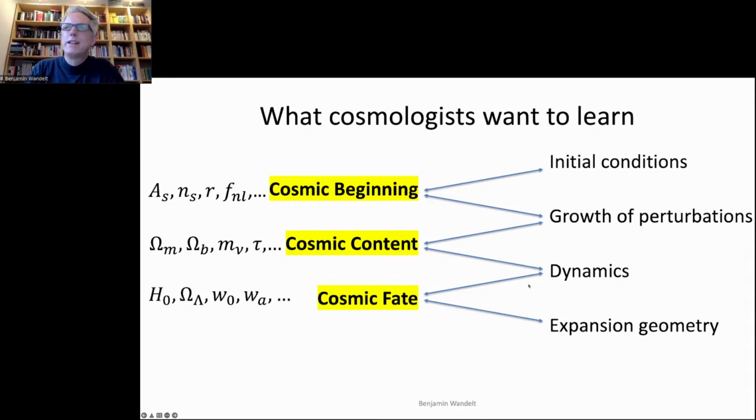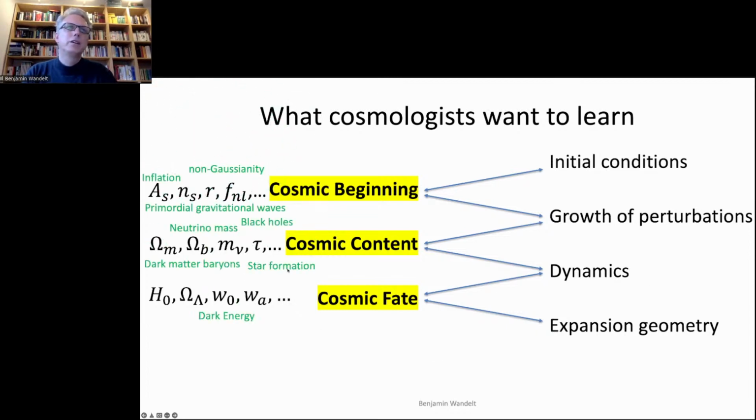We want to understand and measure the dynamics of the universe. How do things move around? That gives us a lot of information about the content of the universe. And we want to understand how the universe expands today. That's the most promising way of determining the nature of dark energy.